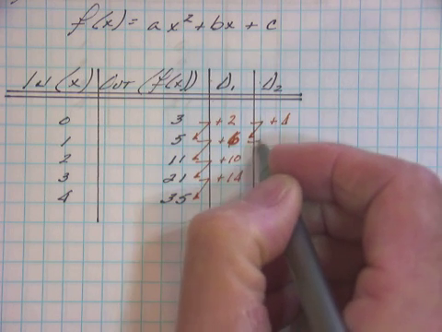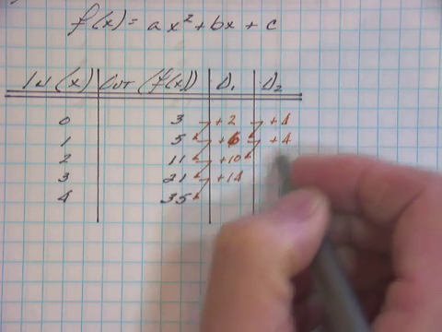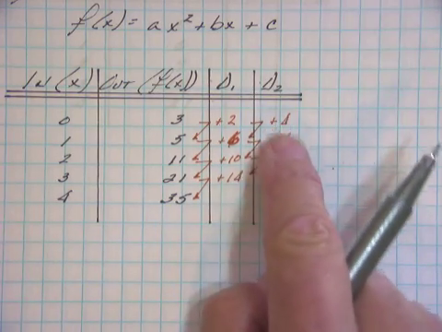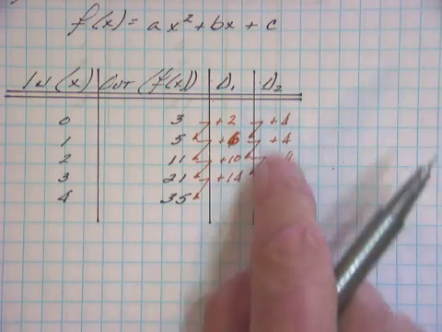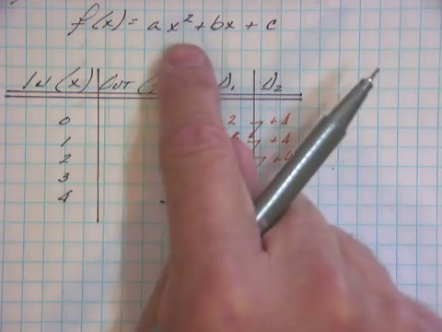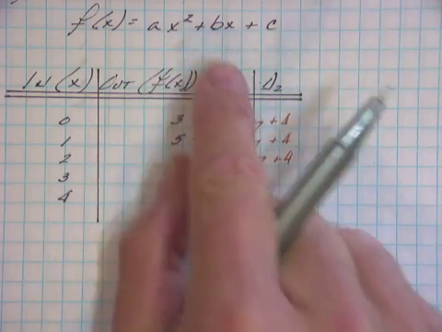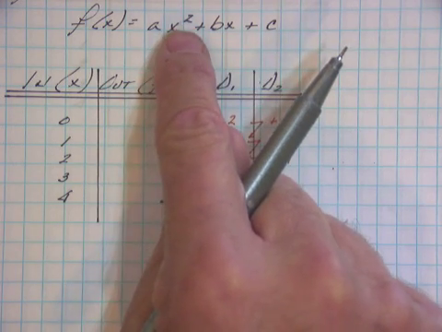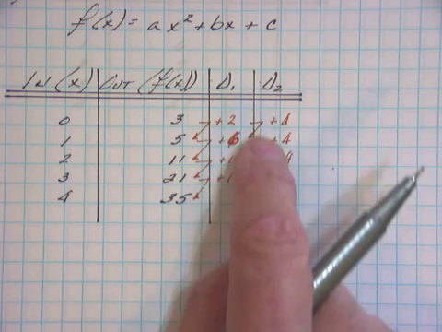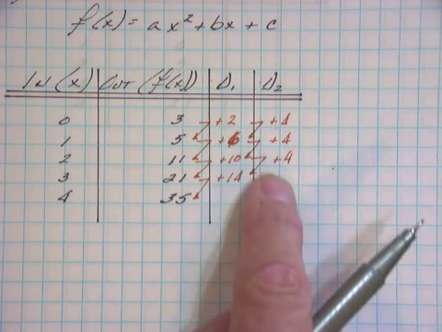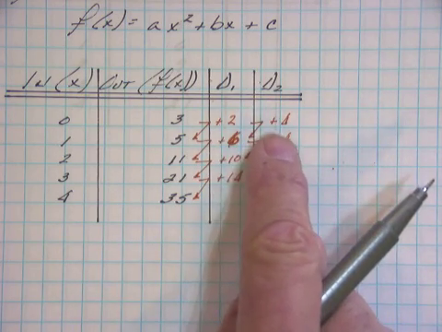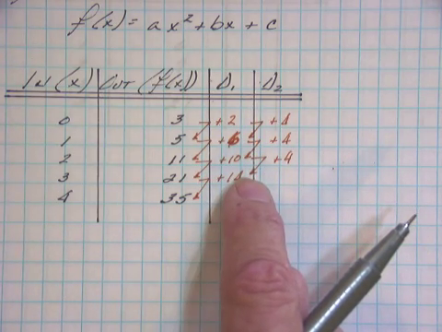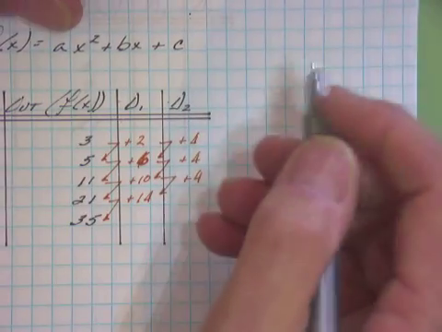To go from 2 to 6, we add 4. From 6 to 10, we add 4. From 10 to 14, we add 4. Notice, if we do it a second time, we get to consistency. That's your clue that this is a quadratic function. What makes it quadratic is that we have an x squared term. If I'm looking in a table, it's that second column of deltas that becomes consistent. That's what tells me I'm looking at something quadratic.